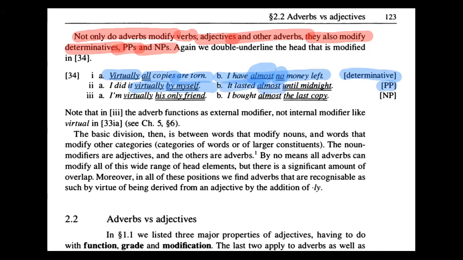It lasted almost until midnight. So until midnight also, this is a preposition phrase, and almost comes to modify the preposition phrase. The last one, I am virtually his only friend. أنا فعليا صديقه الوحيد. I bought almost the last copy. يعني أنا اشتريت فقط أو على الأغلب يعني آخر نسخة. So all of this, the last copy and his only friend, these two, we consider them as an NP.